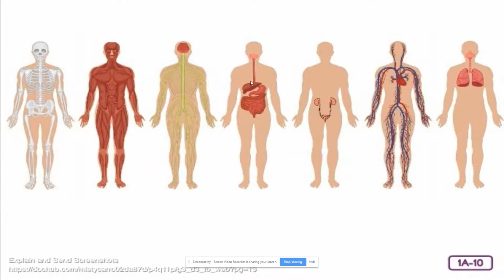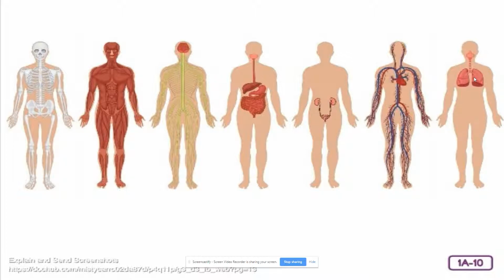Wow, everyone, you've identified 7 of the body's systems. Let's look at those again. We had the skeletal system. We had the muscular system. Then we had the nervous system, the digestive system, the excretory system, the circulatory system, and finally, the respiratory system.